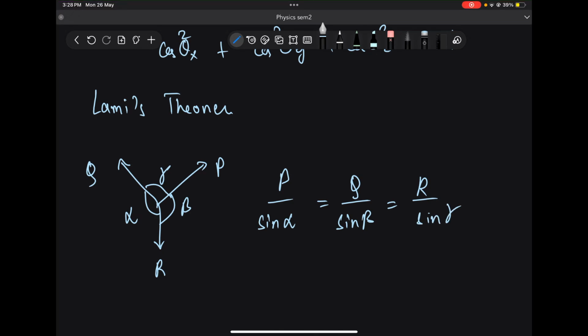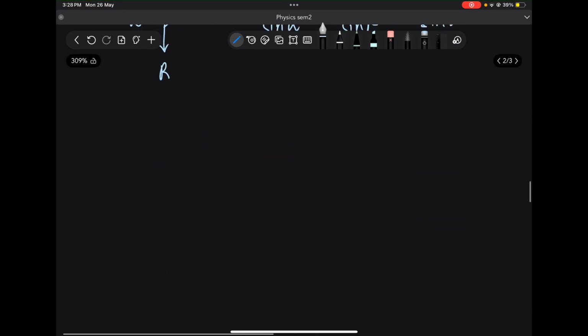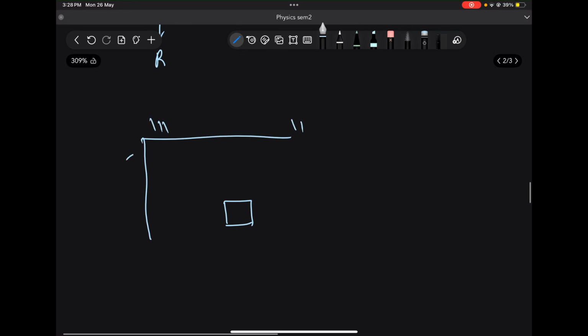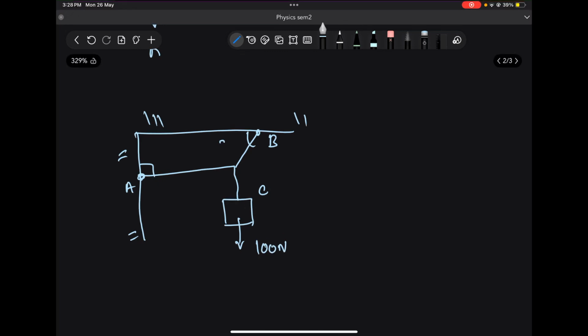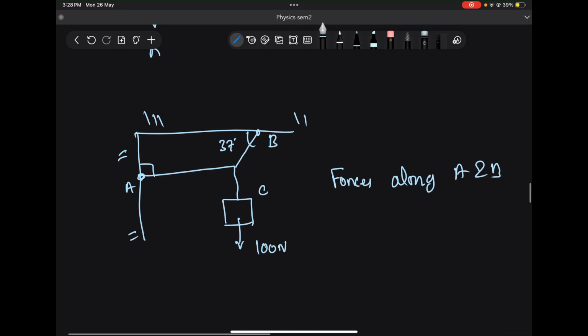So where can we apply this? Let's say we have a block and we have 2 walls like this, and the block is connected something like this. So this is a wire and this is a wire. This is perpendicular. This is suppose A, B, C, and this block weighs suppose 100 Newton. This angle is 37 degree. Now you're asked to find the forces along A and B. Now there are 2 ways to solve the sum.